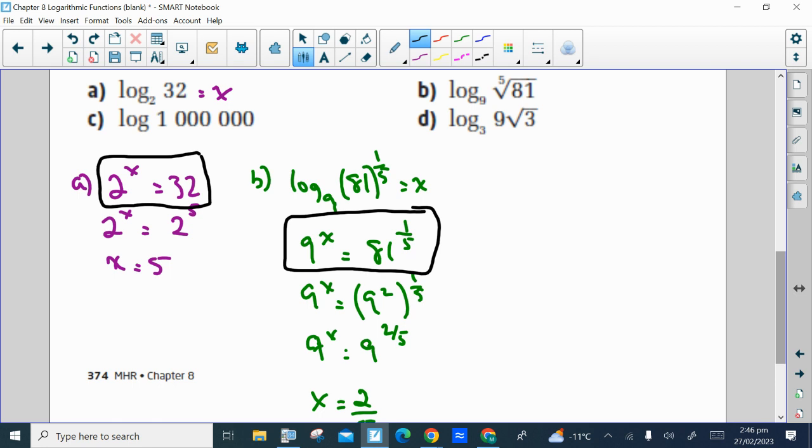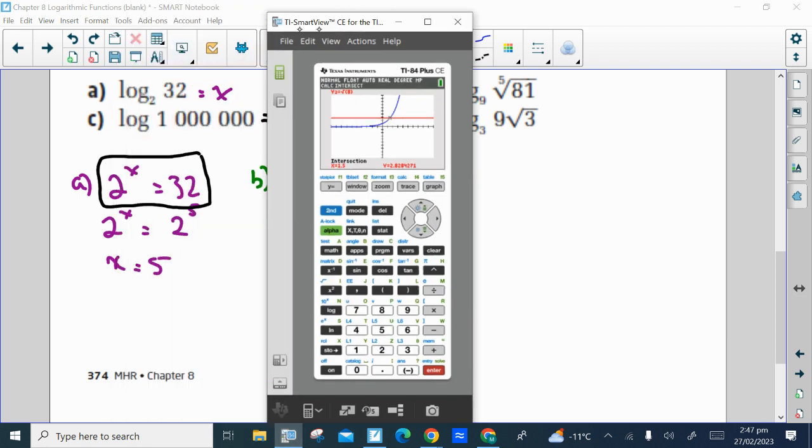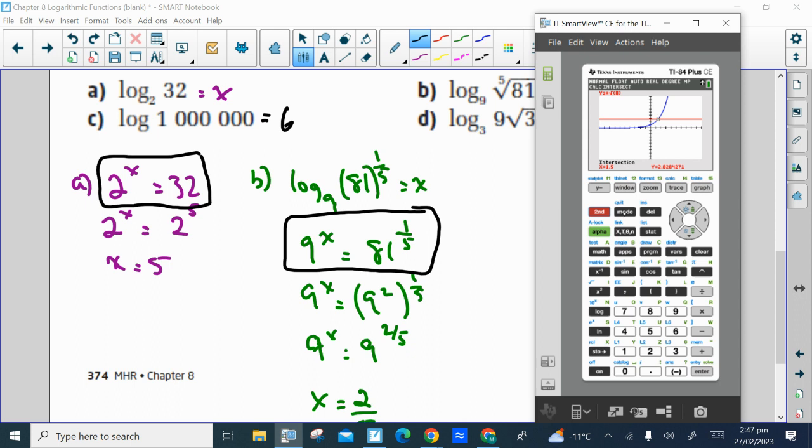Question C, well, that's a common log. So you don't need to write it as an exponential function. You can just use your calculator. That's really asking 10 to what power is 1 million? And the answer is 6. But you can do that in your calculator, you can take the log of 1,000,000. That is a common log, no base indicated, which means it's base 10. And that's what the log button on your calculator does.